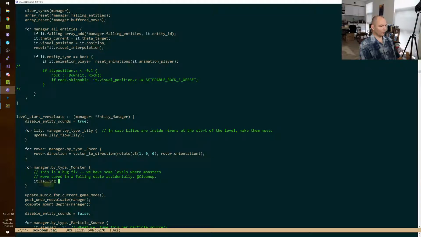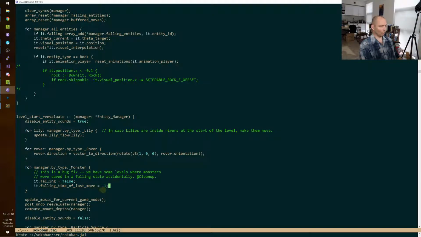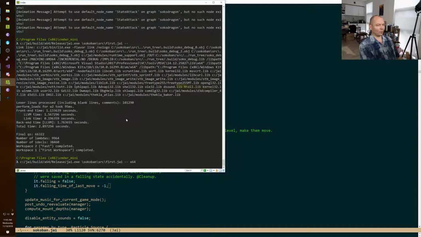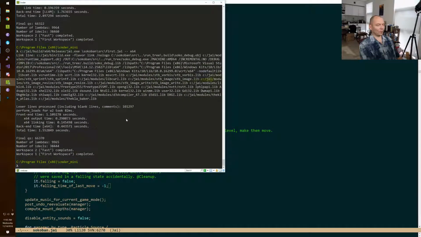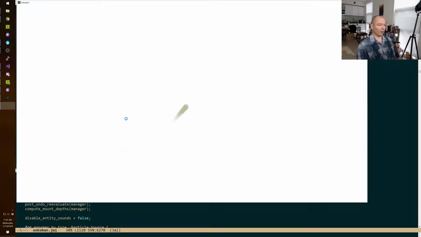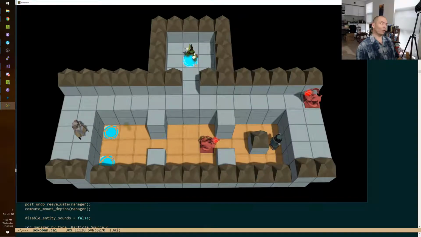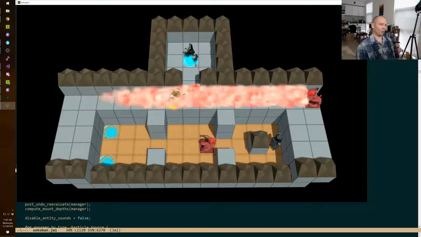It dot falling is false. It dot falling time of last move is -1. So the problem is that the time of the next falling step is like 300 seconds in the future. So if we waited long enough, they would stop falling. And the fact that they were falling meant that we couldn't really pull them consistently. Although I don't know why we could pull them sometimes.